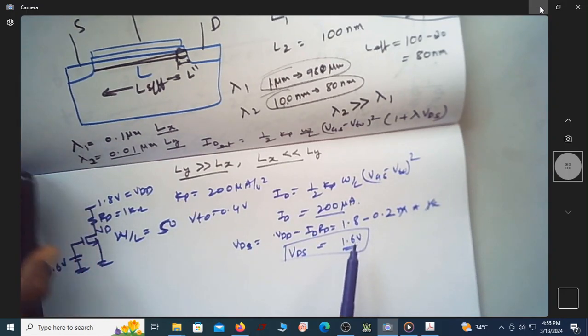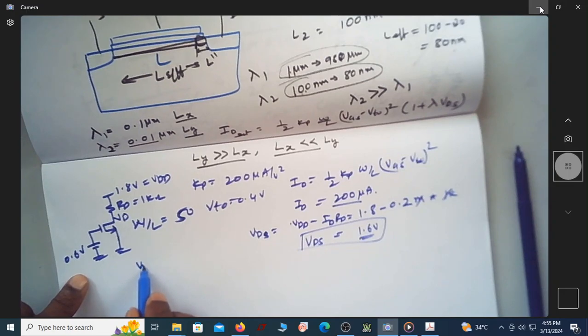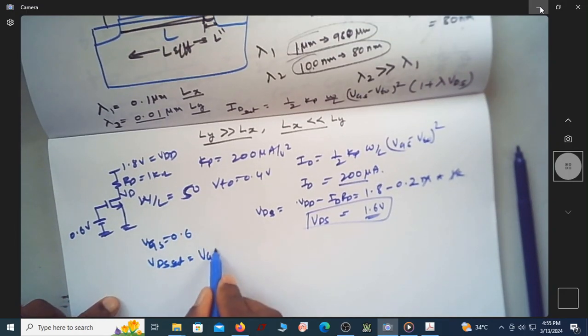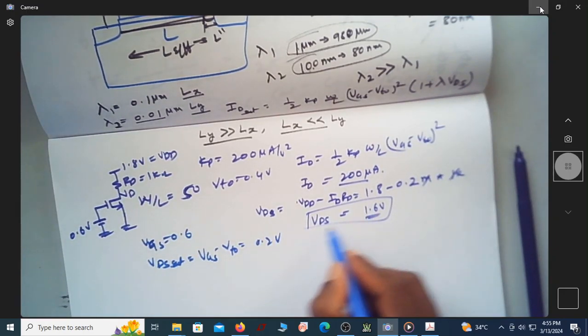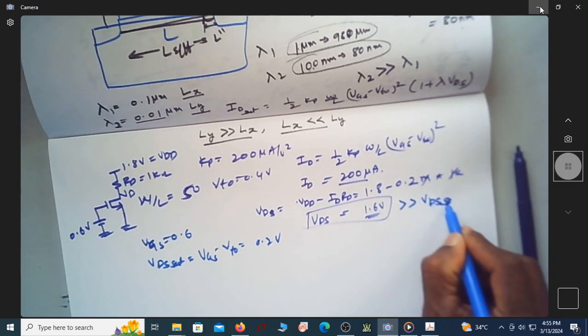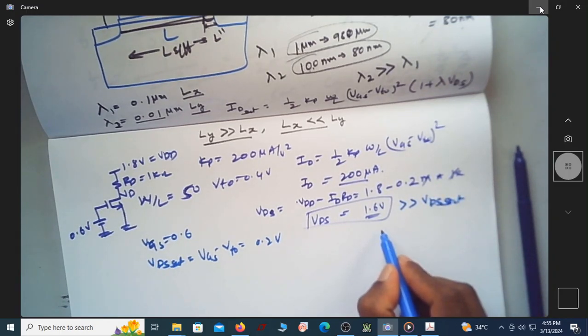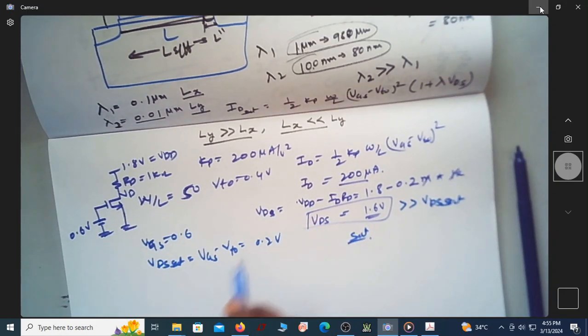So since VDS is 1.6 volt and VGS is equal to 0.6, VDS SAT is equal to VGS minus VTO, which will be 0.2 volt. Since VDS is far greater than VDS SAT, the MOSFET is in saturation. Now let us find out what RD max we can have.